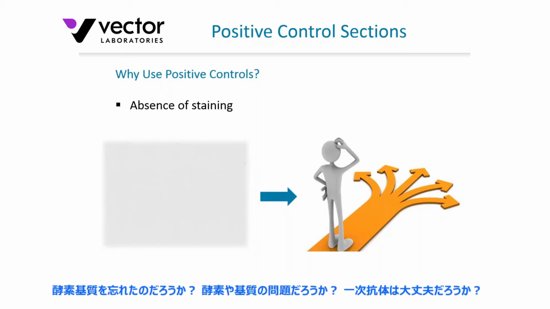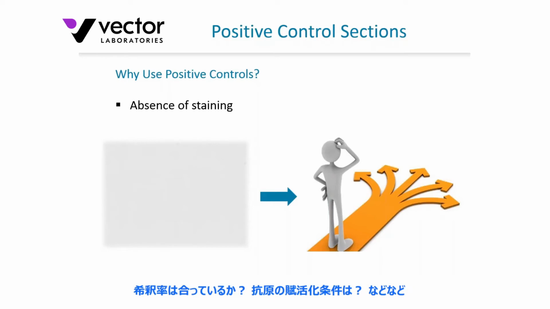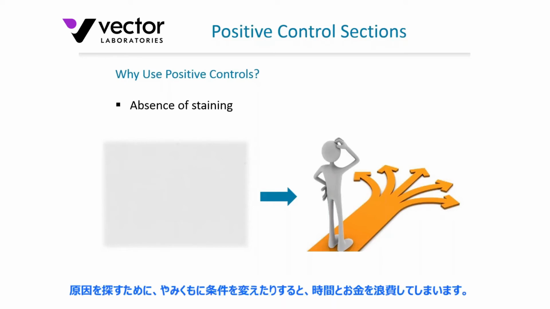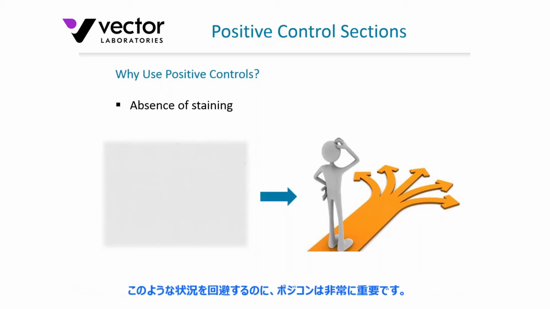And they're saying, gee whiz, did I leave off the enzyme substrate? Is it not working? Did I use the right primary antibody? Did I use the right dilution? Did I not do unmasking? And they're just arbitrarily swapping things out and going down a wrong path, spending time, wasting money trying to find out where they went wrong. This is where a positive control is invaluable to help avoid all of that drama and cost.